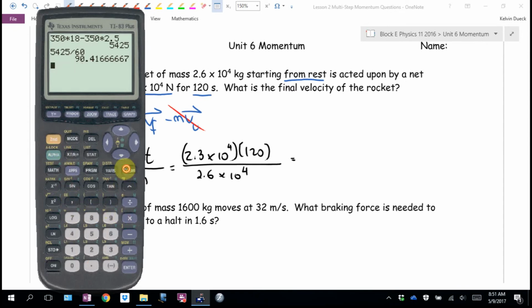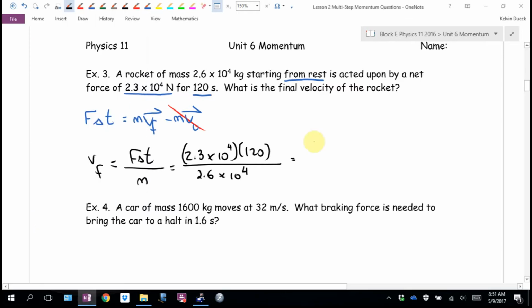Hey, wait a minute, don't need brackets. Bracket around the top. 2.3 times 10 to the 4th times 120 divided by, it's only one thing on the bottom. You get 106 point, well, I'll call it 106. Units? Not kilogram meters per second. We found a velocity this time.